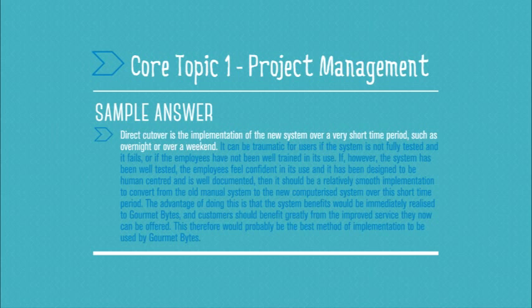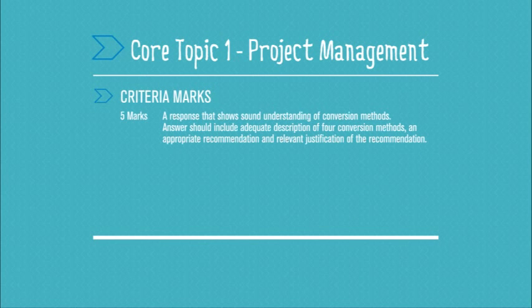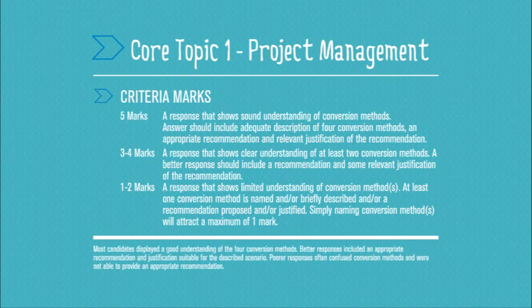So we're going to talk about this at the very end, but what I've pulled out here is I've pulled out the notes from the examination centre and the marking criteria. So you can see that for 5 marks in this question, the response has to show a sound understanding of the conversion methods and then adequately describe and recommend and justify a recommendation on each of the systems and which one you think is the most appropriate. It says that most candidates had a decent understanding of the 4 conversion methods, but the better responses included appropriate recommendation and justifications. So that's about just dividing it into those 2 sections.